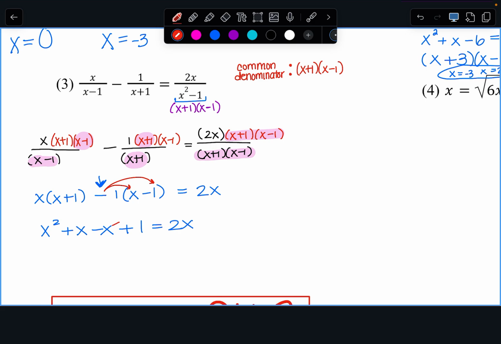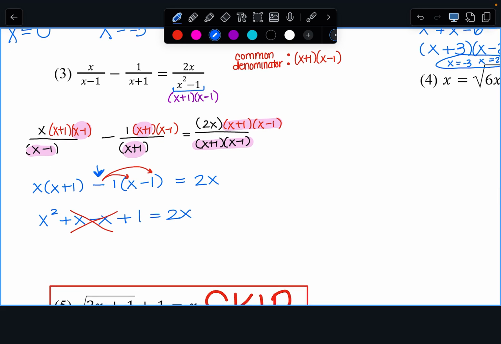All right. So those took away a positive x and a negative x. Oh no, I wrote a 2 instead of an x. So when we move this 2x to the other side by subtracting it, we get x squared minus 2x plus 1 equals 0. So this factors: x minus 1 times x minus 1 equals 0.